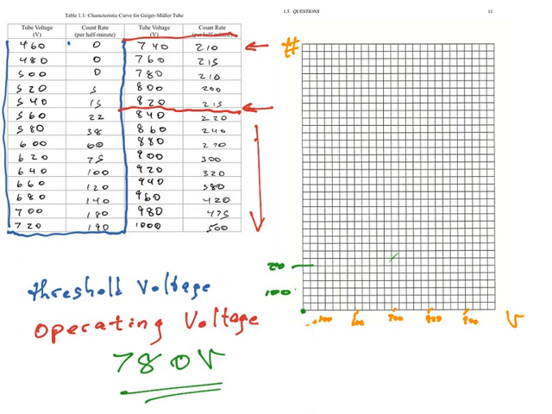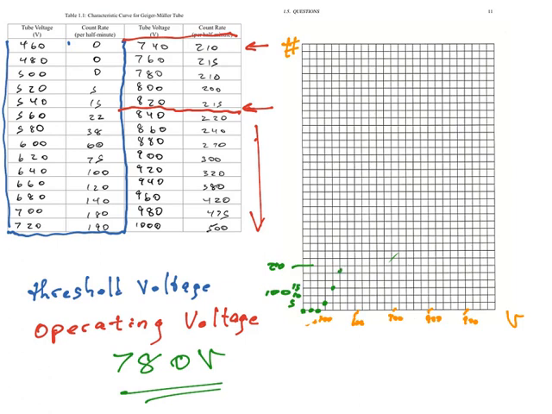At 480, I'm at 0. At 500, I'm at 0. Then at 520, I'm at 5. So let's say this is 5, 10, 15, 20, and so on. Then at 540, I'm at 15, so that'll be here. At 560, I'm at 22, so 22 would be somewhere up here.